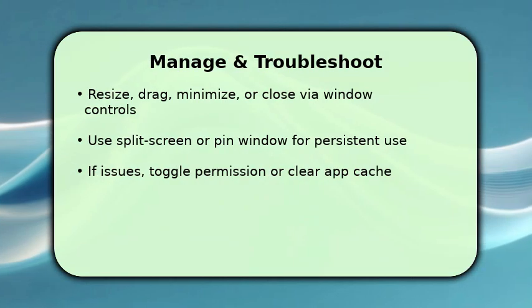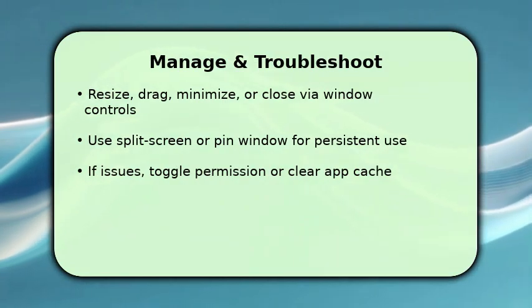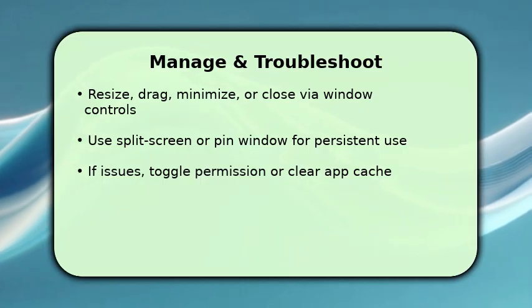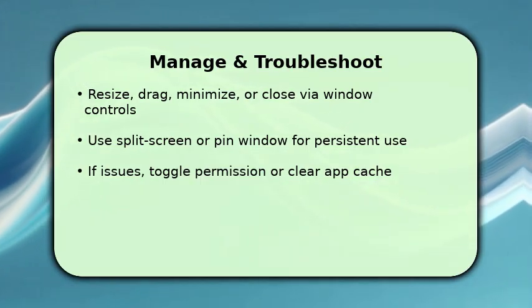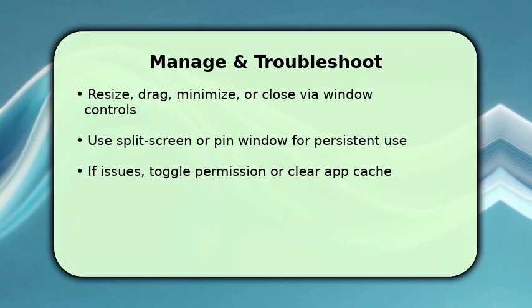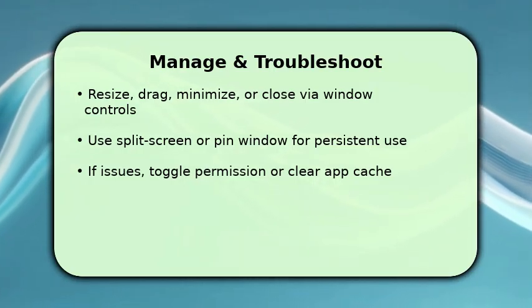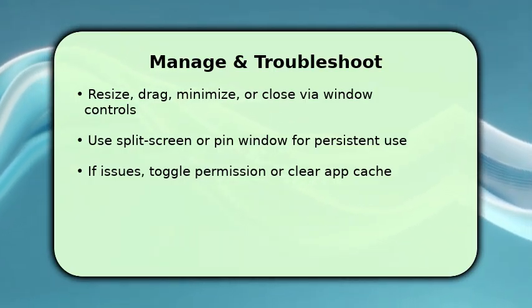Finish by managing the floating window. Resize with corners, drag the title bar to move, tap Minimize to dock or close with the X. You can also pin it for persistent overlay. Once done, combine with split screen for two active windows.